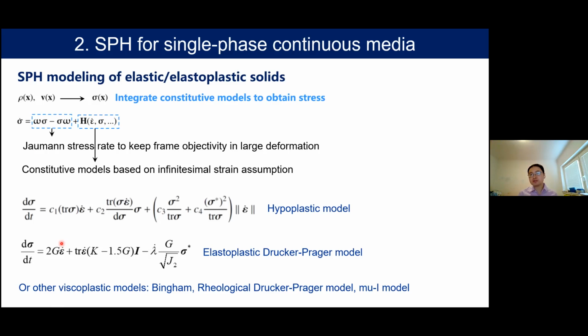To model other kinds of geophysical flows like lava flows or debris flows, we can also use other kinds of viscoplastic models like a Bingham model or the rheologic Drucker-Prager model or the new μ(I) model specifically designed for granular materials. So with these different types of constitutive models, we can model different types of solids or applications in the solid computation.